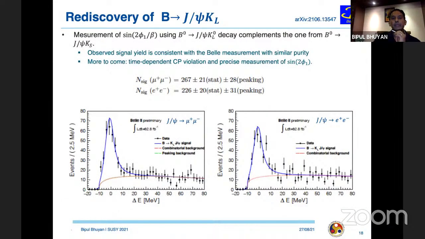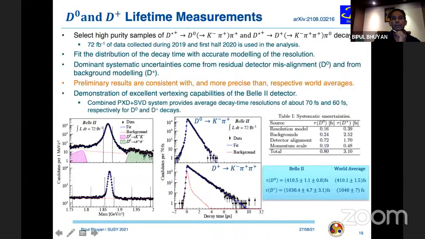Similarly, for B to J/psi K long, this is also important for the measurement of phi-1, or the beta angle. Again, the results are consistent with the Belle result with a similar purity, but this is going to be important for understanding the time-dependent CP violation in this particular process, and also for the measurement of the phi-1 angle. So that's something that we look forward to doing.